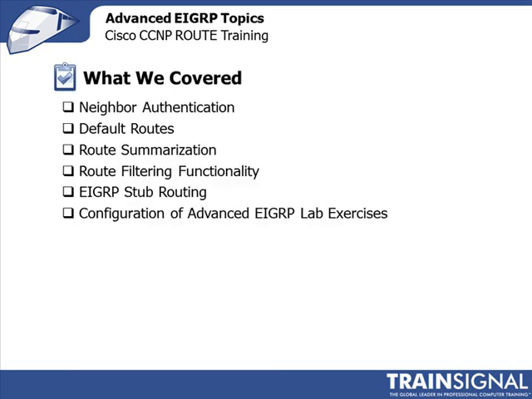So what did we cover in this lesson? We covered neighbor authentication in EIGRP, default routes, route summarization, how to filter routes in EIGRP, EIGRP stub routing, and configuration of the advanced EIGRP lab exercises.